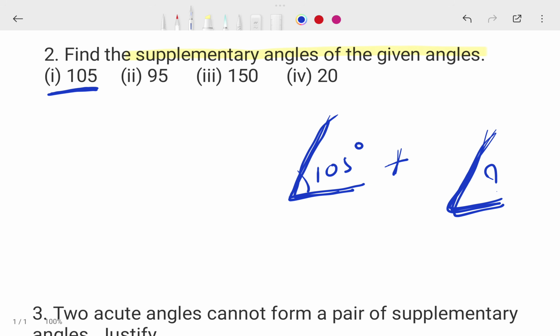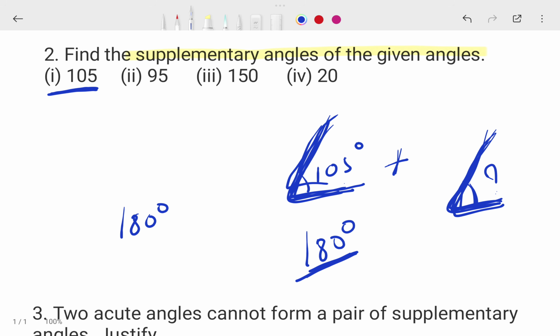So for making it supplementary, the angles should add up to 180 degrees. If we add both angles now, it has to be 180 degrees. The first angle is 105, but what should the second angle be? How do we find it? We will subtract. The supplementary angle is 180 and the first angle is 105. If you subtract, how much is left? It is 75. It means the second angle should be 75 degrees. Add 105 and 75, this is going to be 180.